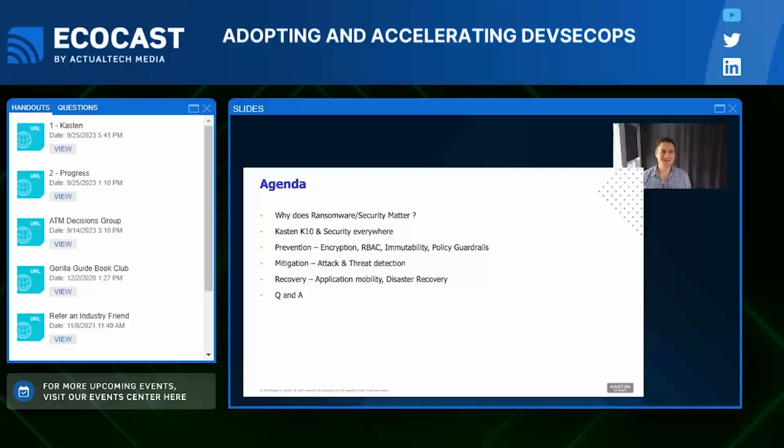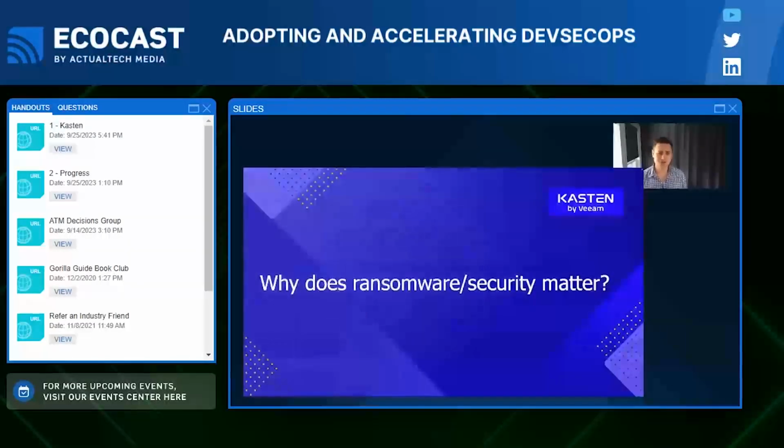So agenda. Why do ransomware and security matter? Let's lay the landscape. Why are we having this discussion today? Why are we talking about this? I'm protected. I'm fine. Are you? We should check. Number two, Kasten K10 security everywhere. How does Kasten fit in this picture? How can we help solve these security or ransomware concerns, or at least help mitigate them? Prevention, mitigation, recovery, and of course, question and answer.